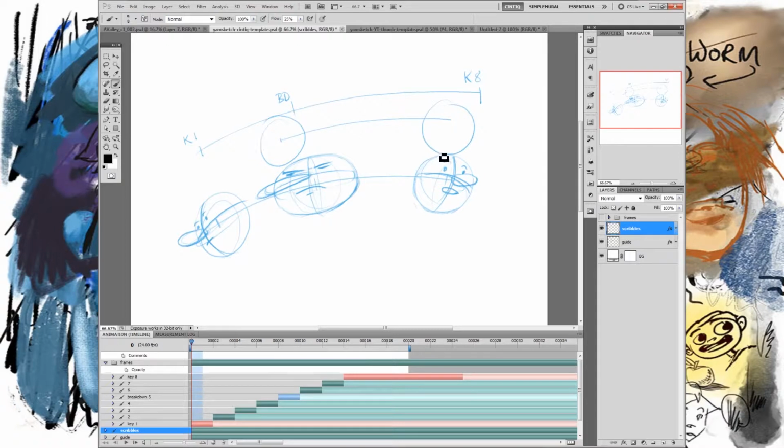But then the next question becomes, okay, well, this is only 3 frames. We need 8 frames, so we have 5 more. Where do we put those? And that is up to you. It has to do with what you want to do with the motion.